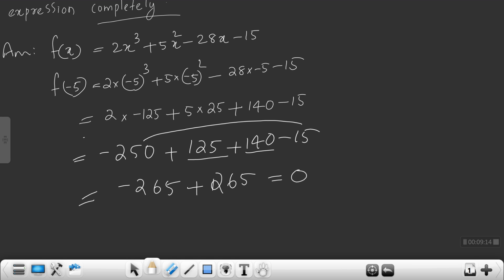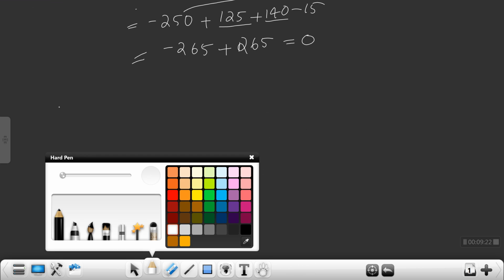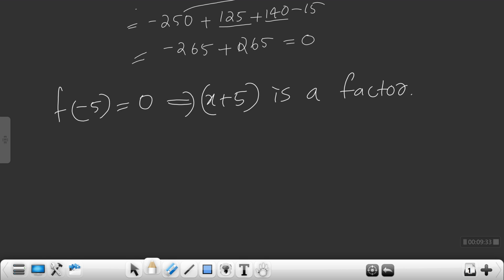That is equal to 0. Negative 265 plus 265 is equal to 0. That is, f of minus 5 equals 0. That implies x plus 5 is a factor. First part is over. We showed x plus 5 is a factor of the given polynomial.